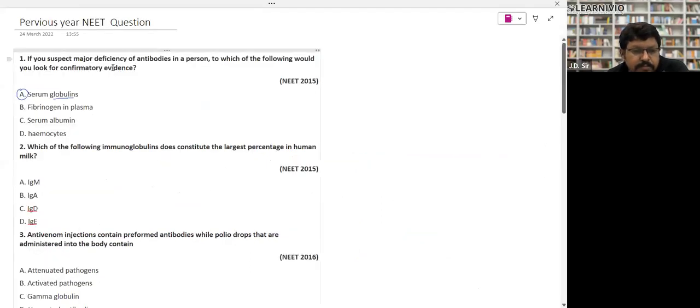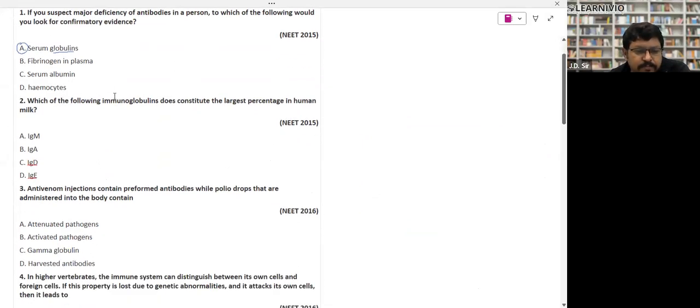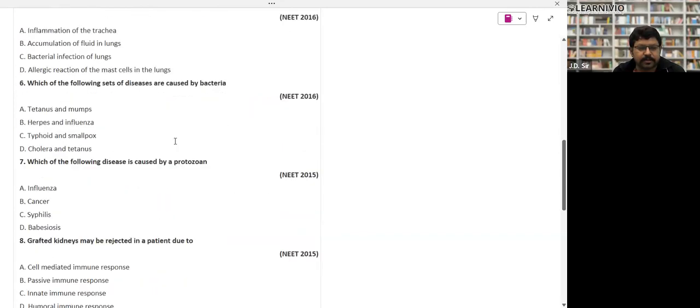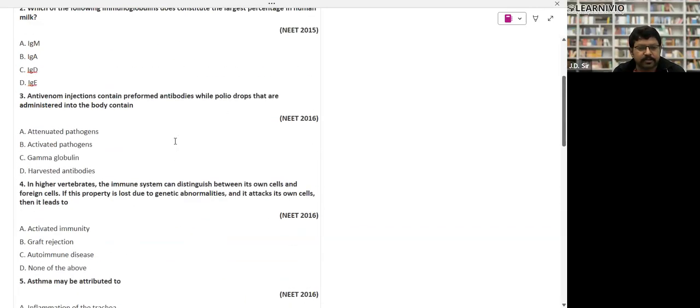If you suspect major deficiency of antibody in a person, which of the following would you confirm the evidence, right? Serum globulins. Yes. This question is: which of the following immunoglobulins constitutes the largest percentage in human milk? B. Yes, B is the answer. Good.